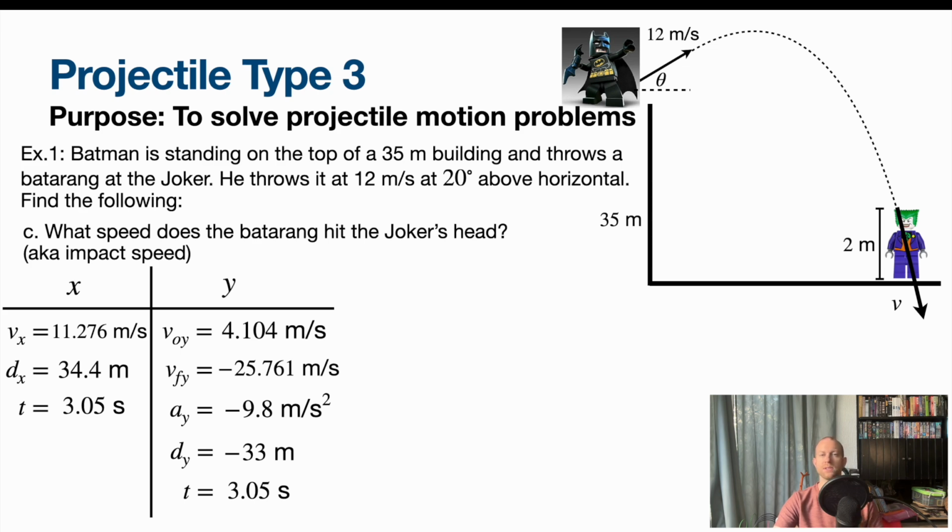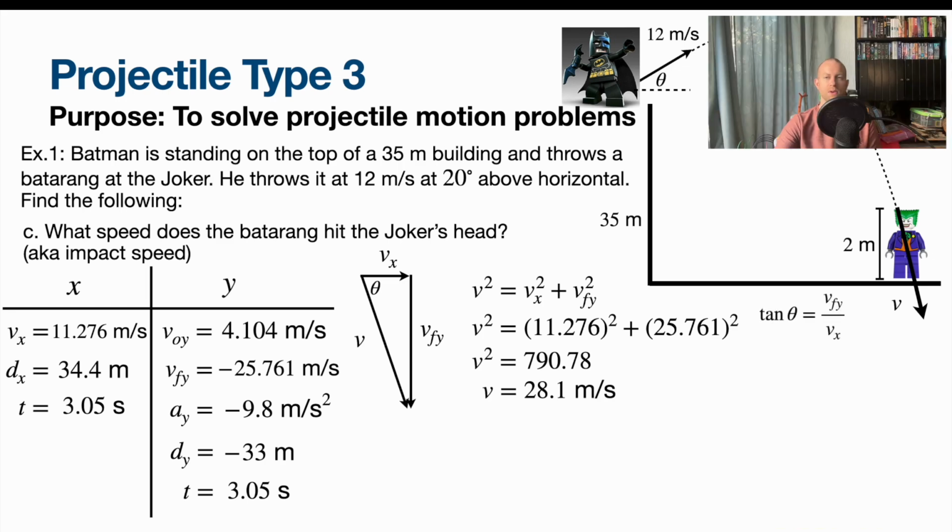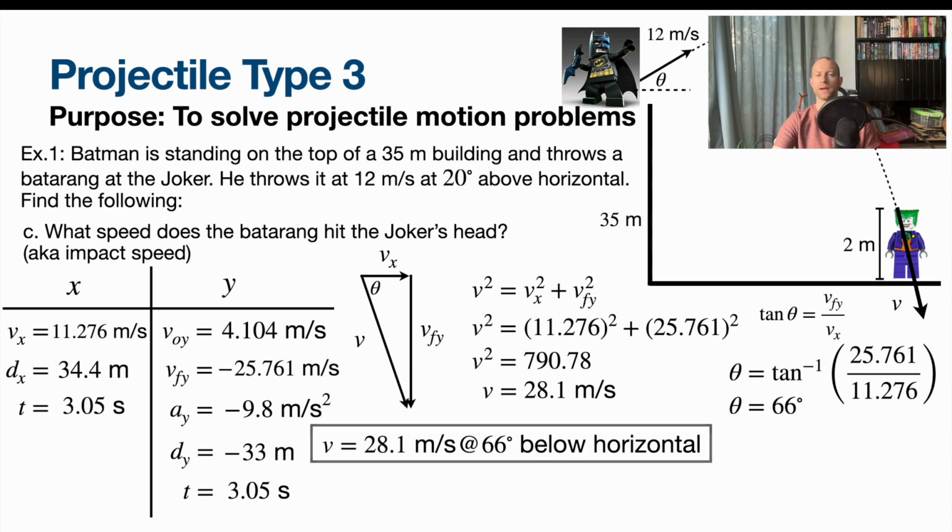So if that's our velocity, we can break this up again, or we have it broken up into x and y. We know these. We've solved those already. We just need v and the angle. Use our Pythagoras. Solve for v. Use our tangent. Solve for theta. And we get that our impact velocity is 28.1 meters per second at 66 degrees below horizontal. That would be the speed at which the batarang hits the Joker, which is quite fast, and that would hurt.